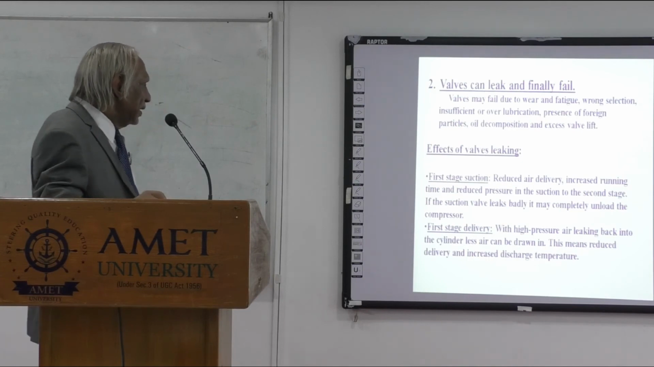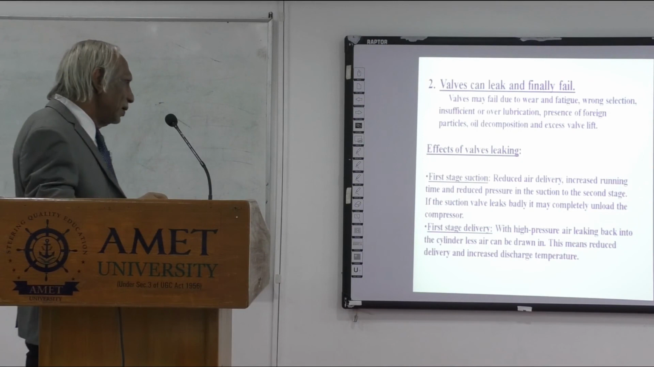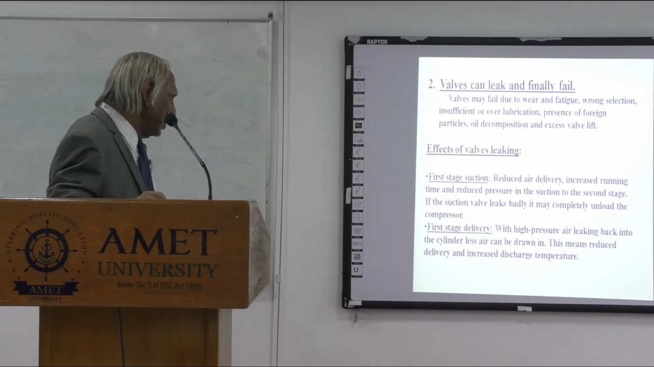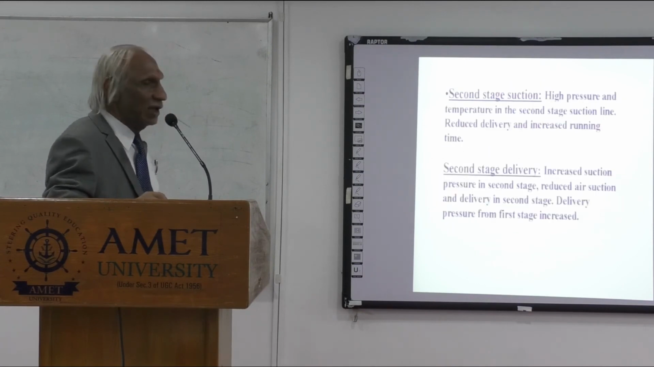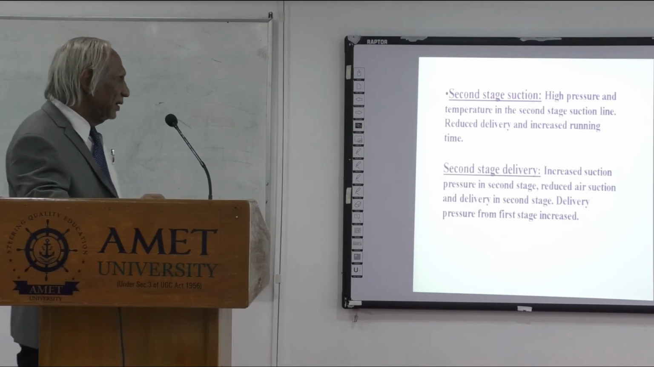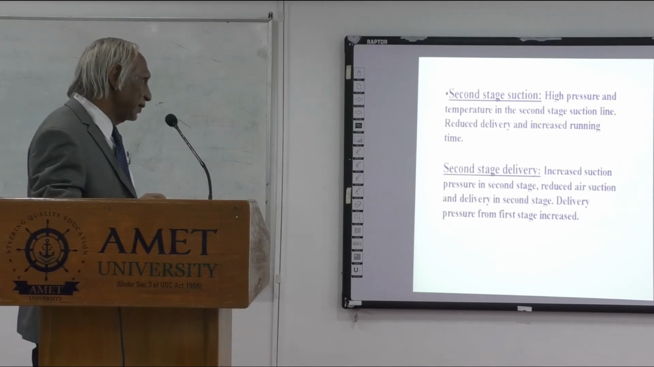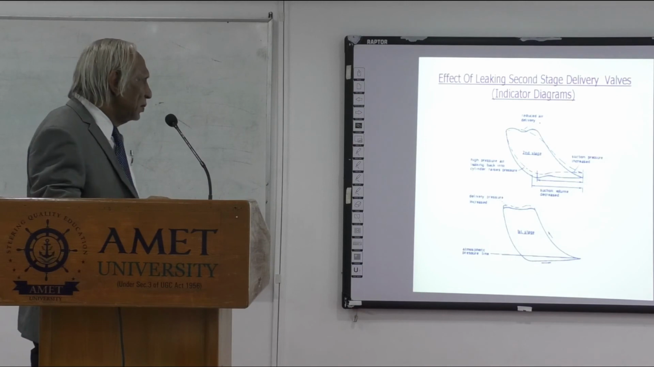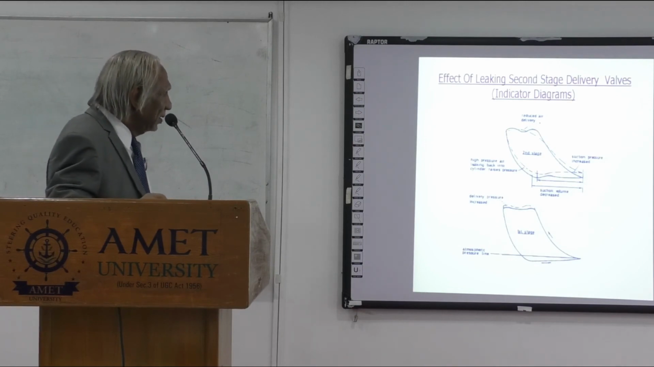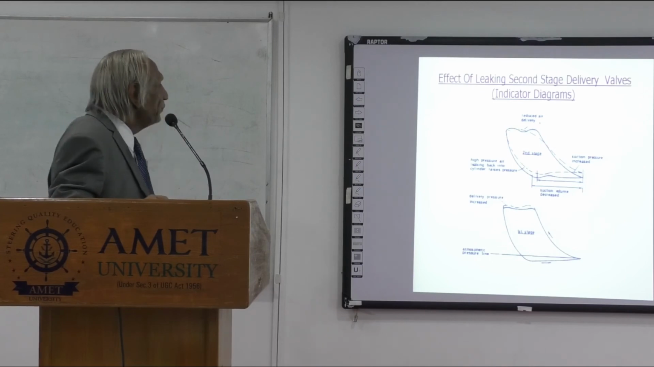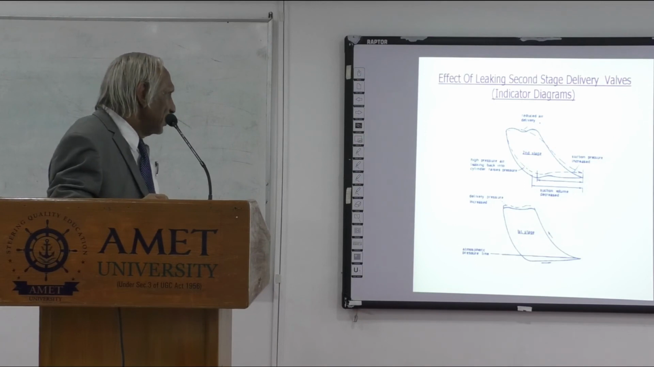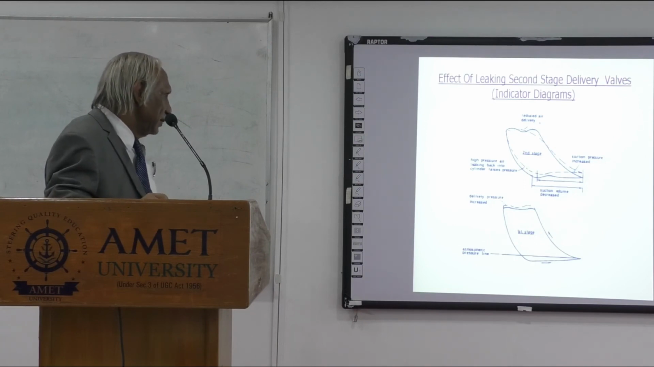The effect of valve leaking is that the first stage suction will reduce capacity and the first stage delivery pressure will be very high. And if the HP suction valve leaks in the HP stage, you will find the LP pressure is rising and the second stage delivery pressure is decreasing. So this is a practical PV diagram for the compression cycle. These are the effects of leaking valves. The dotted lines are the effect of the reduced air delivery.